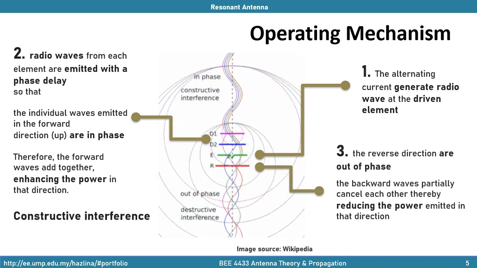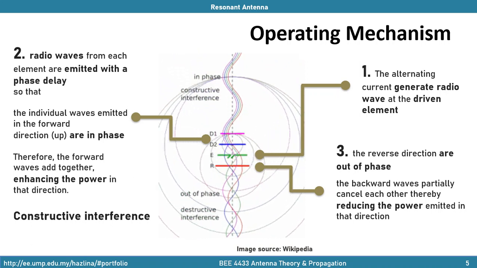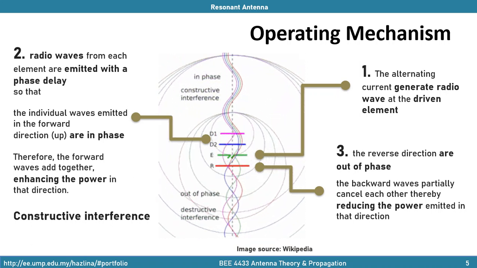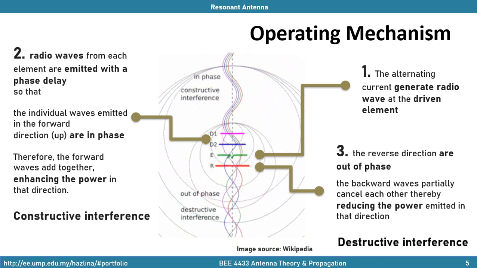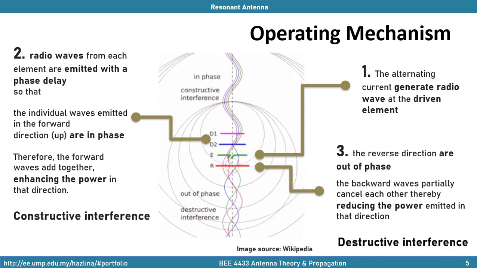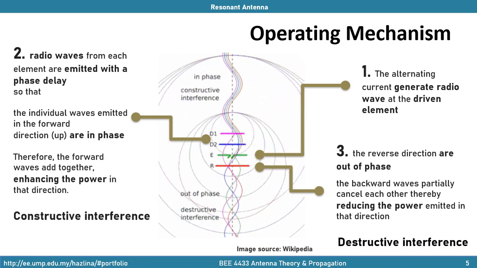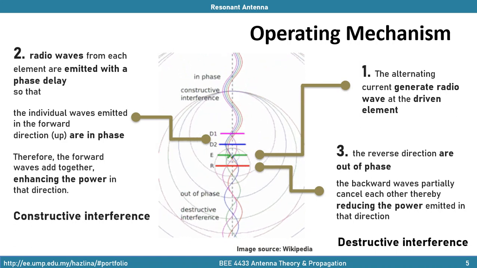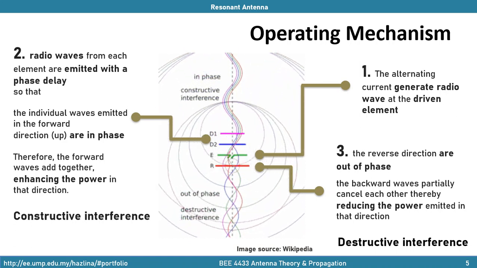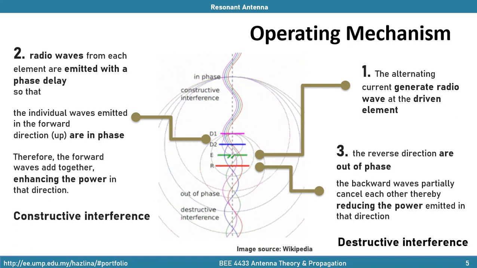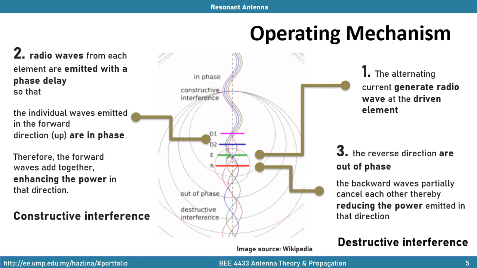On the other hand, the reverse directions are out of phase, causing the waves to cancel out each other, hence reducing the power emitted in this direction. This is termed as destructive interference. Manipulation of this wave is achieved by adjusting the dimension and structure and the placement of the directors and reflectors. The length differences and position influence the impedance and reactance of the antenna and cause phase lags.